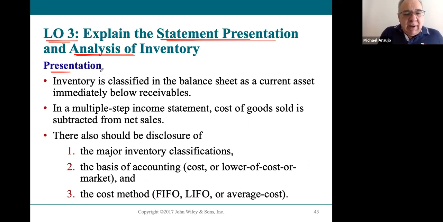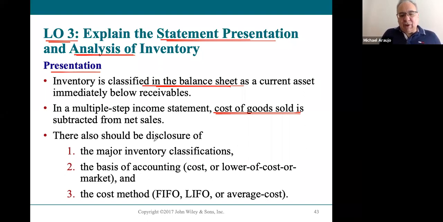So remember, inventory is a current asset, right? So it's going to be on the balance sheet. And of course, once we sell it, it's going to go over to our cost of goods sold, which of course is on the income statement.